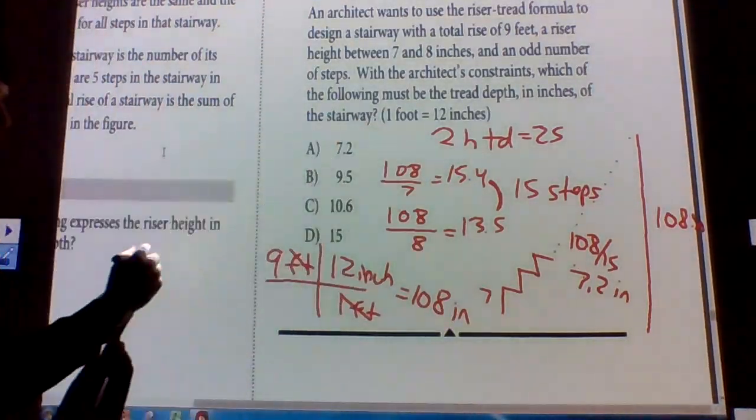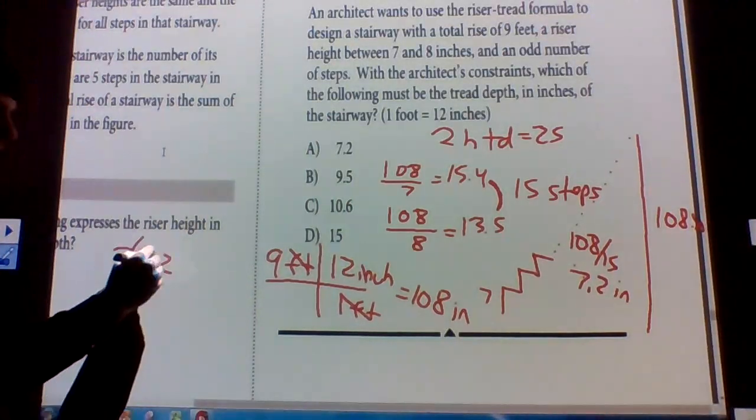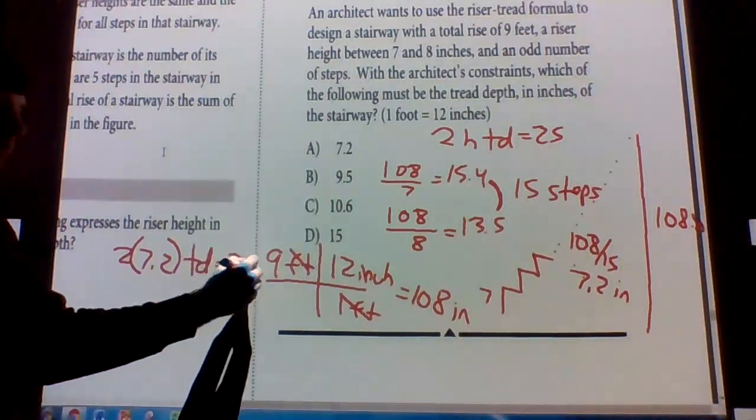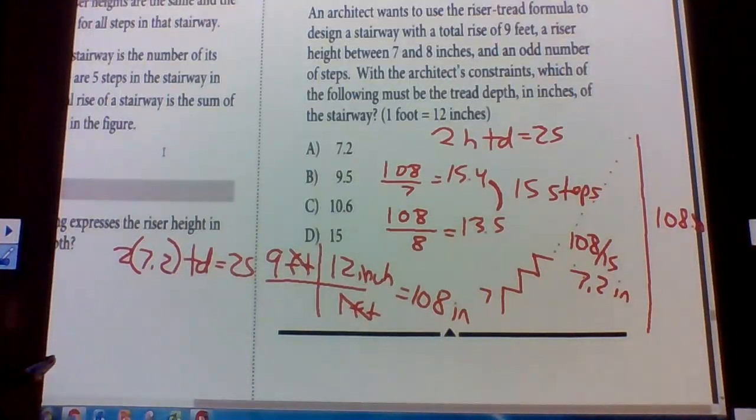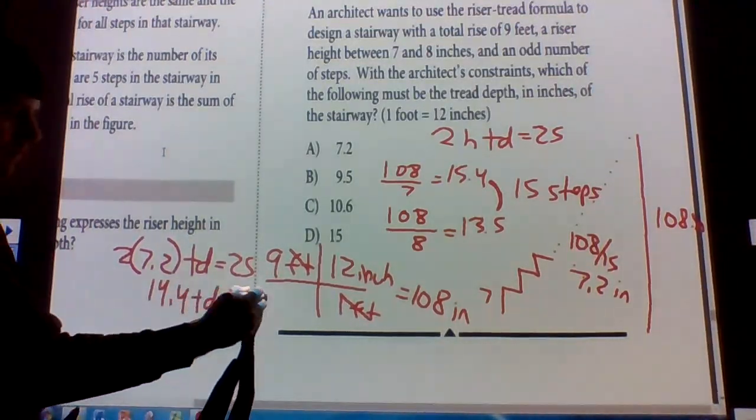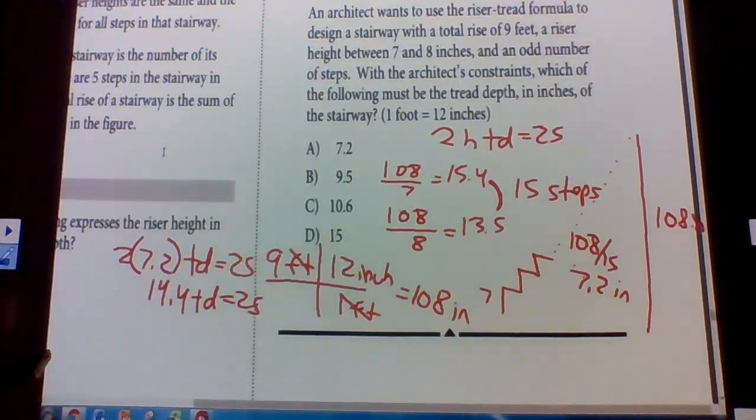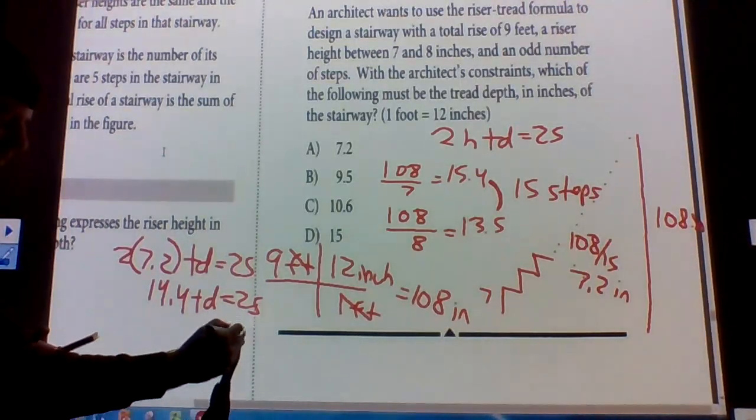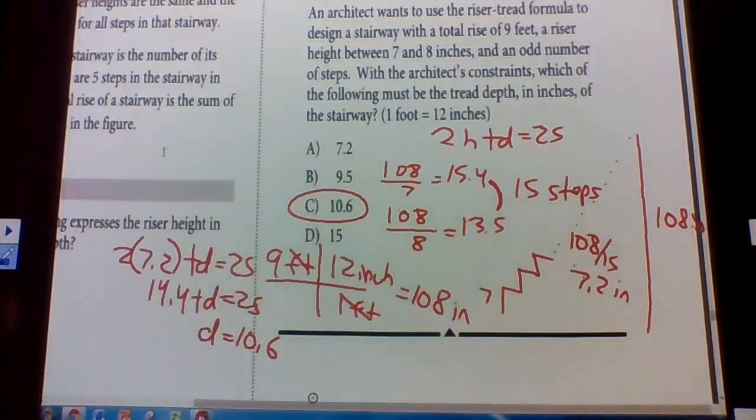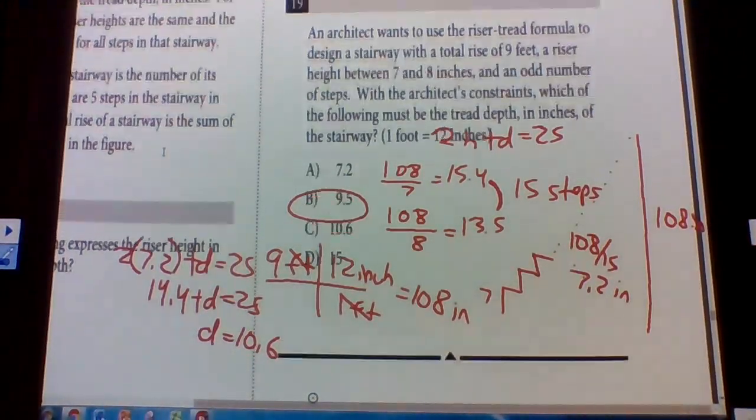So we're going to do our formula here. 2 times 7.2 plus D equals 25. So 2 times 7.2 is 14.4 plus D equals 25, and now we can do 25 minus our answer there, and you get the depth is 10.6, which is answer choice C. That was a good problem. That's number 19.